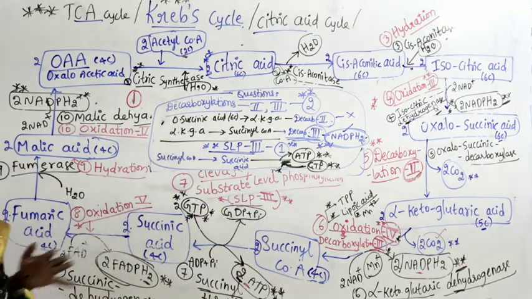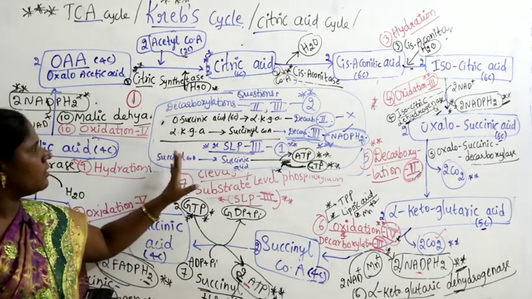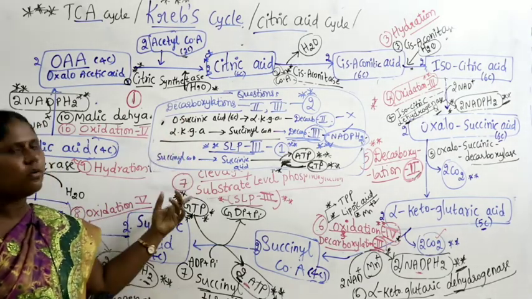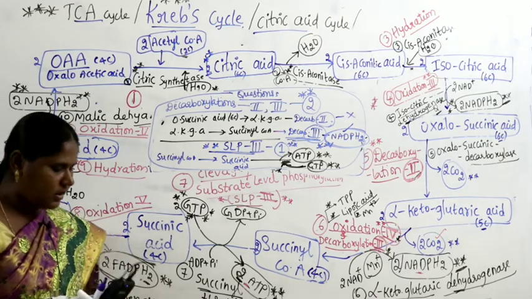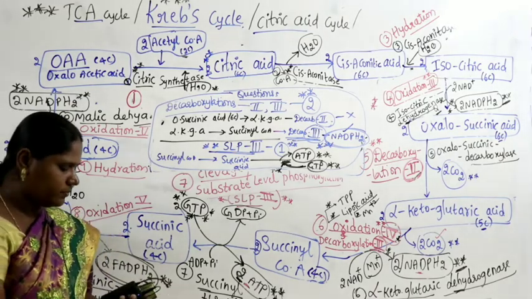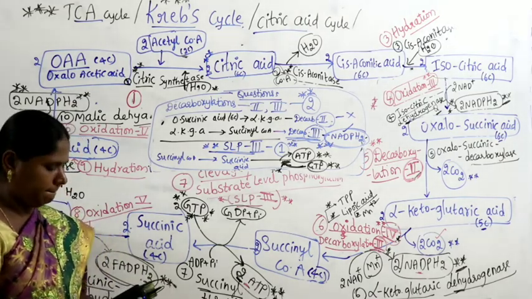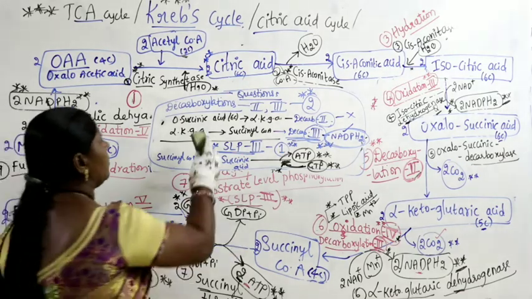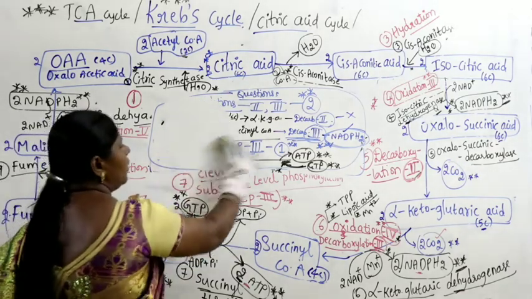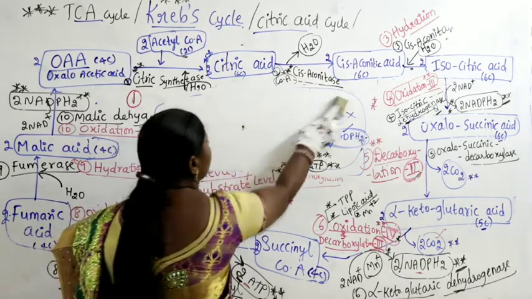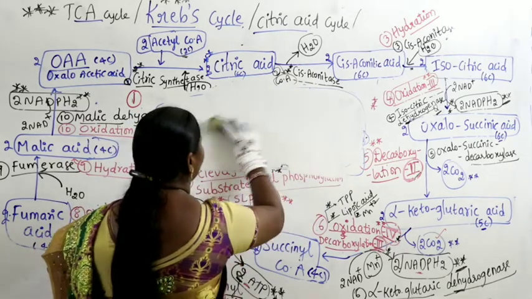Got it? So these are all important questions which you have to remember for the Krebs cycle. Still we have some more. Let us continue. Note all these down on white paper. Very important.